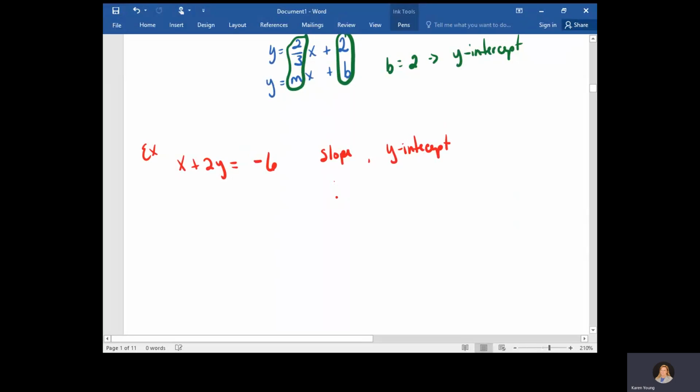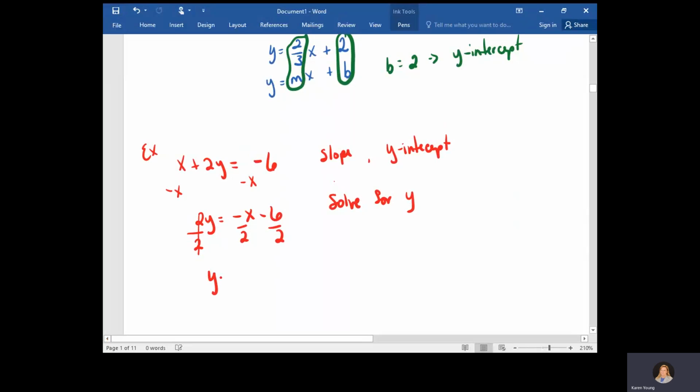So again, first thing I want to do is solve for y, because I want it in the y or slope-intercept form. So I'm going to subtract my x over. So that gives me 2y equals -x minus 6, because the 6 doesn't have an x with it. It's minus because it was -6. I'm going to divide each term by 2.